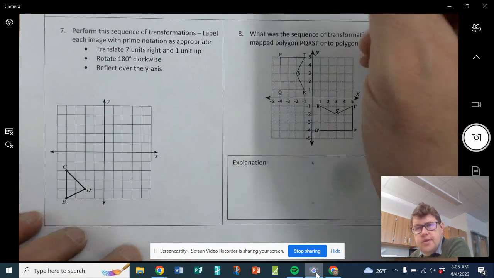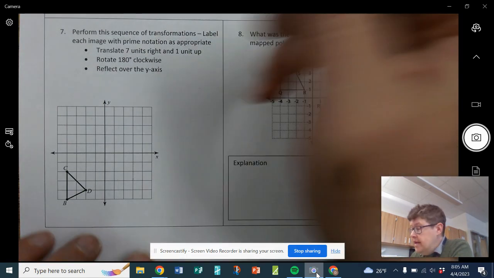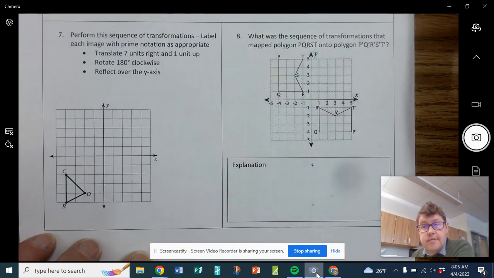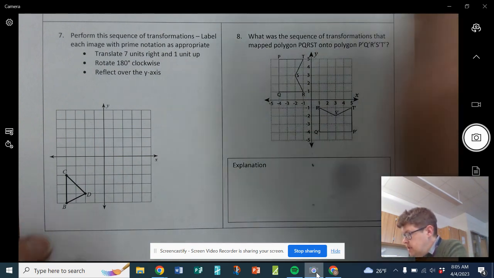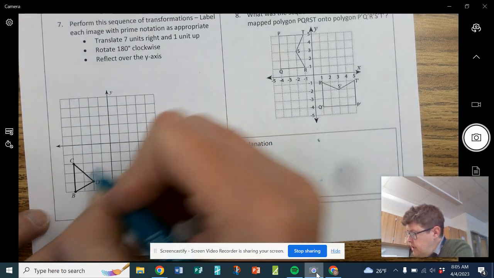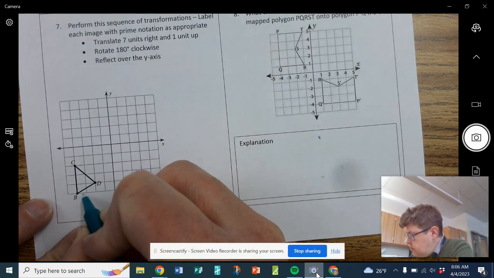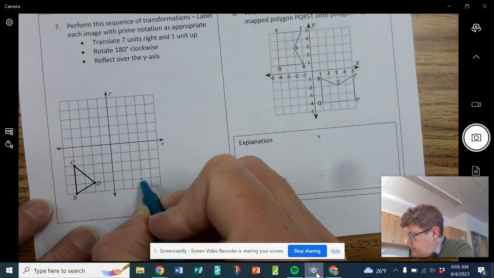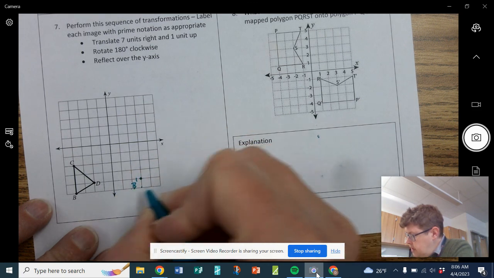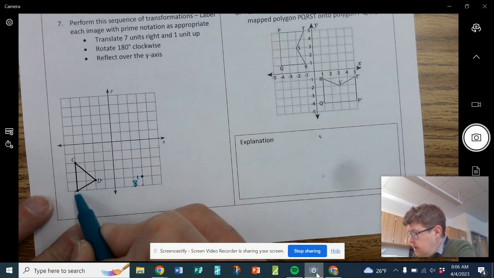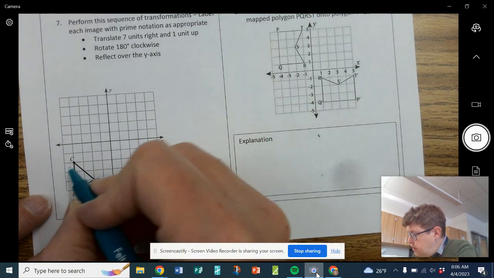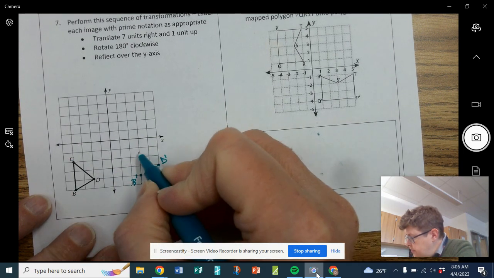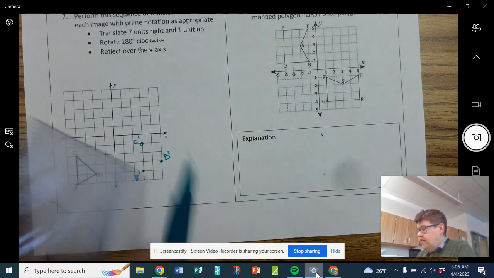So what that means is we're going to have 3 different images because we're doing 3 different transformations, and we're going to label them with single prime notation, double prime notation, and triple prime notation. Okay. So let's see, translate 7 units right and 1 unit up. So I'm going to do that for each point. 1, 2, 3, 4. So that's B prime right there. D, I can see that D right there is over 2 to the right and up 1, so I can do that. That way I don't have to count for each point. And C is 3 straight up from B. So right there for C prime. So that's my first one right there.